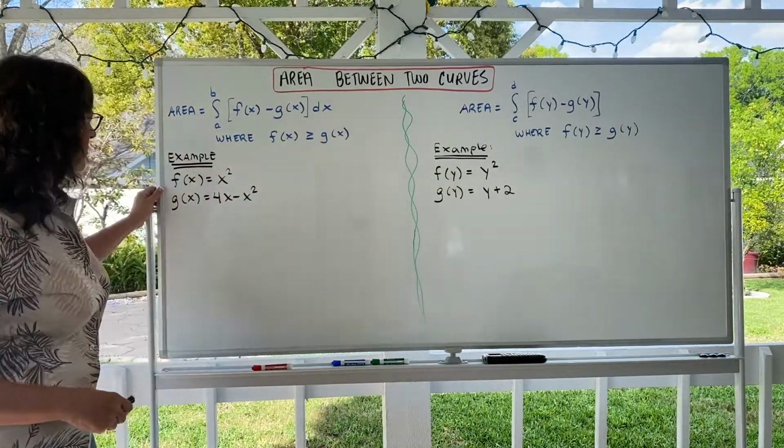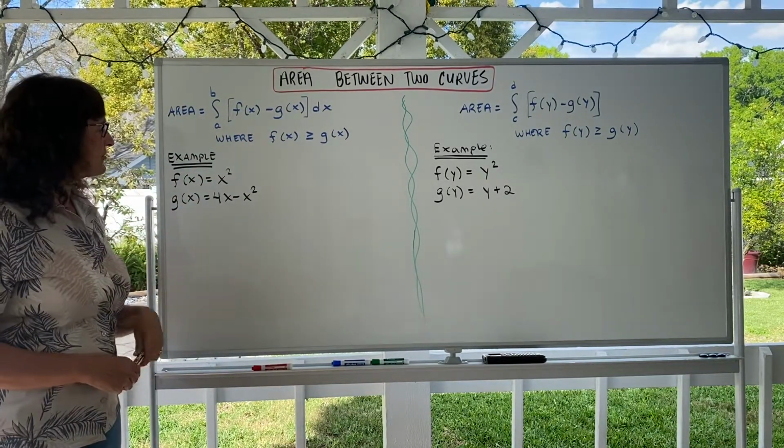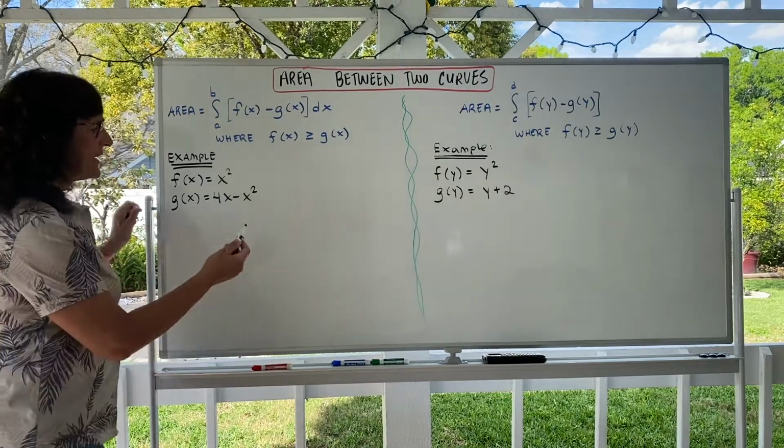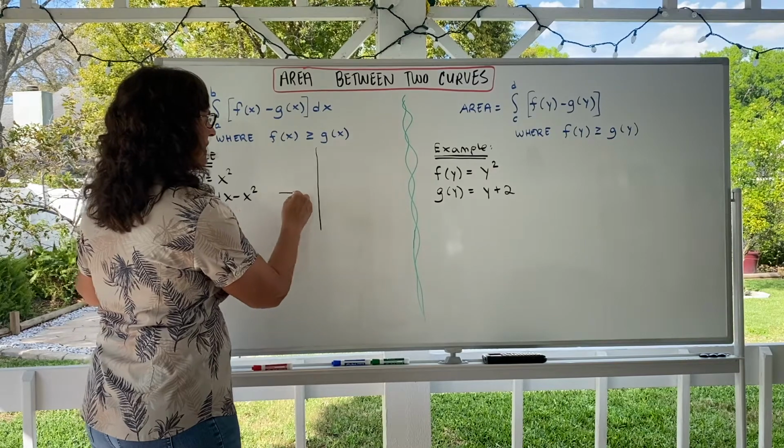So for an example, we want to take our f of x, and we're going to call that x squared, and our g of x is 4x minus x squared. And we want to start by sketching. We want a nice sketch of this graph so we can see what's going on here.